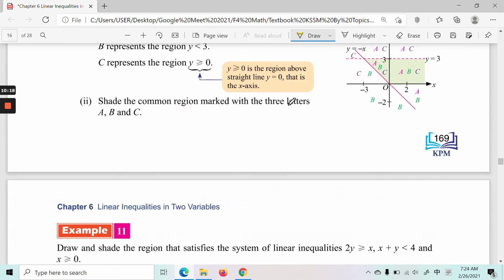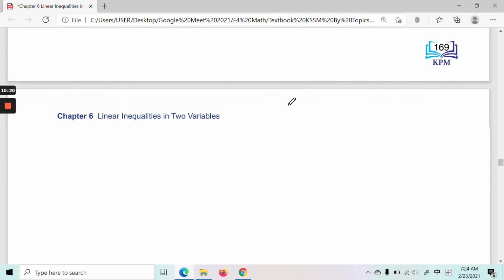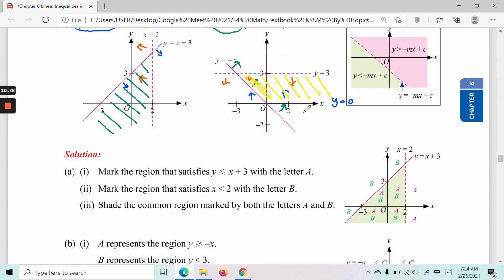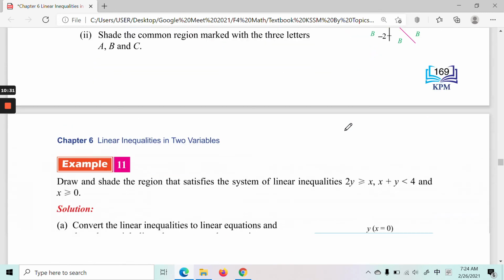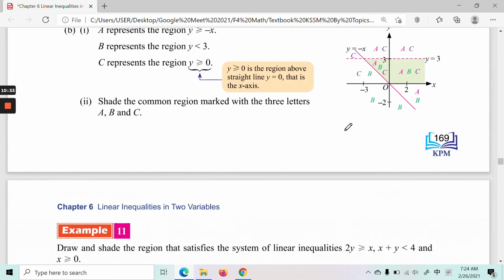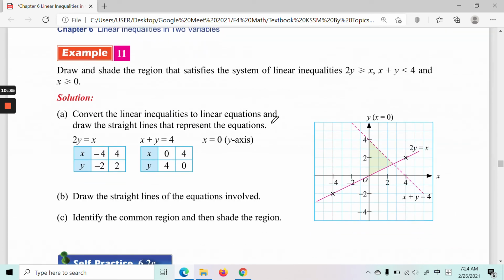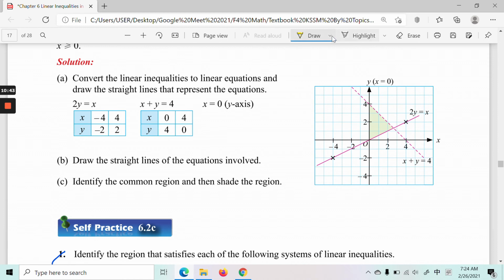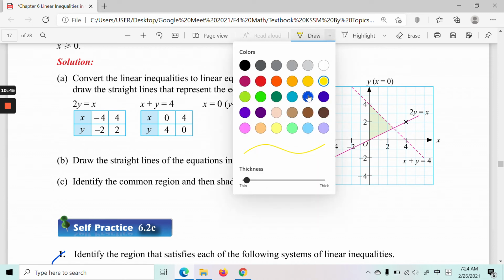Okay, so the steps in the textbook are a little bit different. They are using alphabets to represent. It is up to you if you want to use alphabets to represent, you also can. I use arrows like this. Okay, so next example, this one. Draw and shade the region that satisfies the system of linear inequalities. So for this one, now you need to draw again. Just now we only shaded the region, but for this example you need to draw.